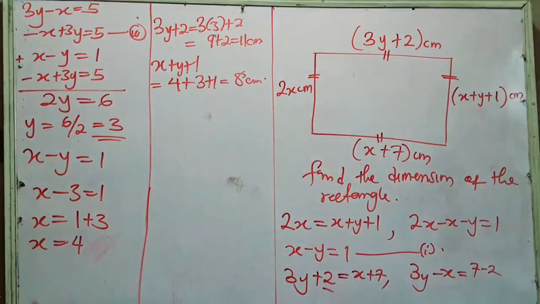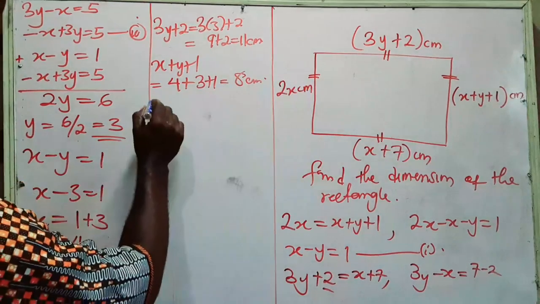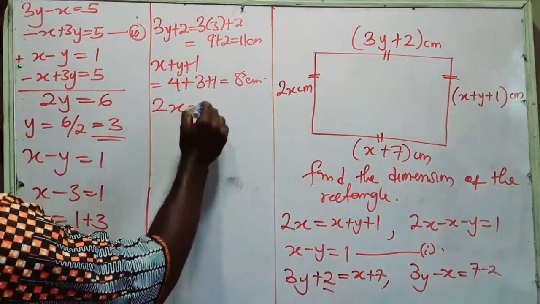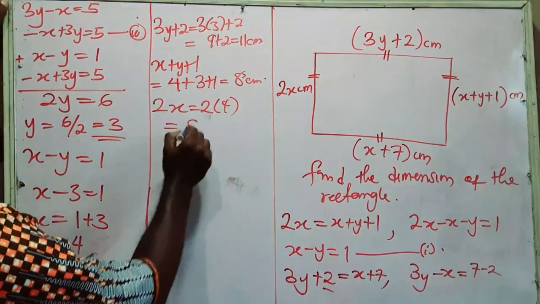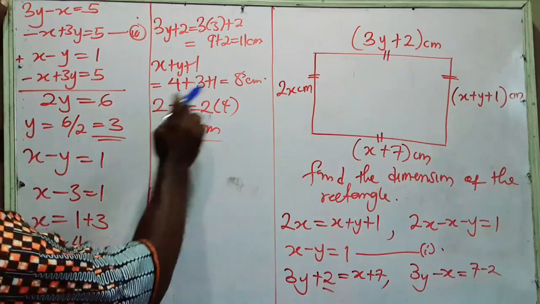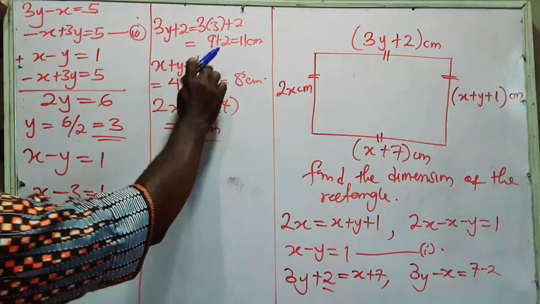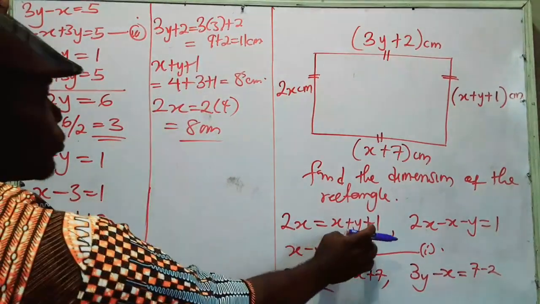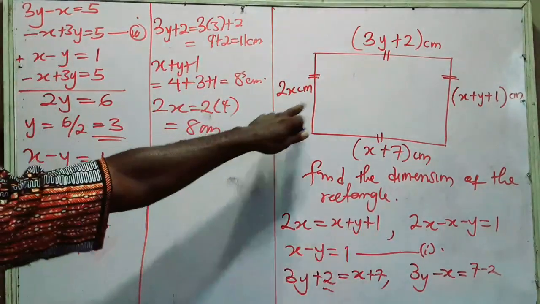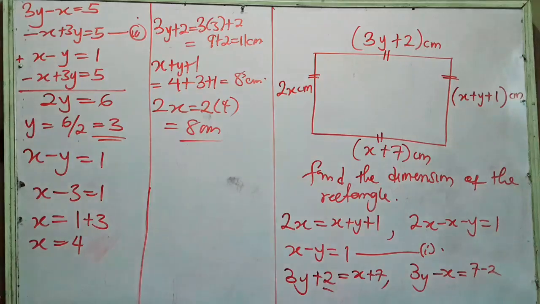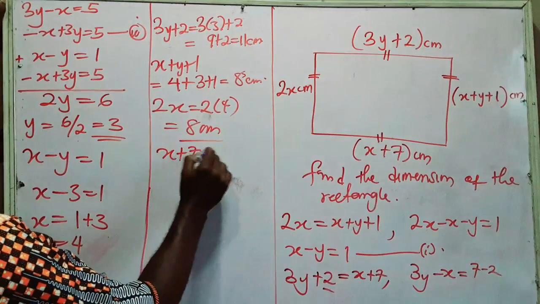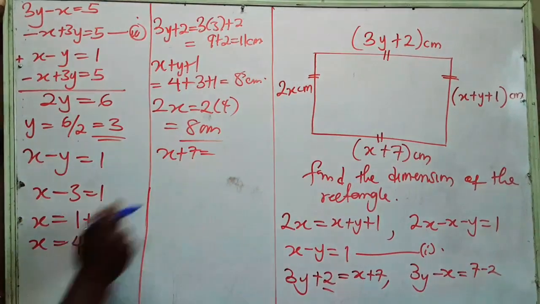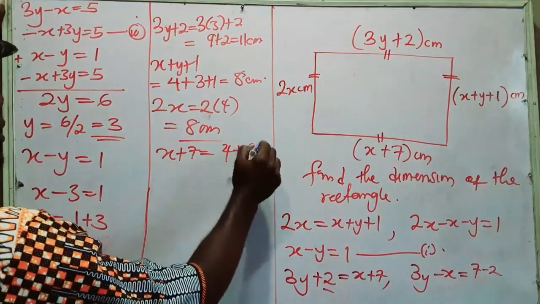Let's cross-check, maybe we are really getting what we are trying to do. So let's find this side. We have 2x, which is 2 times 4, because the value of x is 4, which is 8 centimeter. We are able to see that x plus y plus 1 is equal to 2x, which proves that this side is equal to the other side. The same applies to this. We have x plus 7, and our x is 4. We have 4 plus 7 is equal to 11.